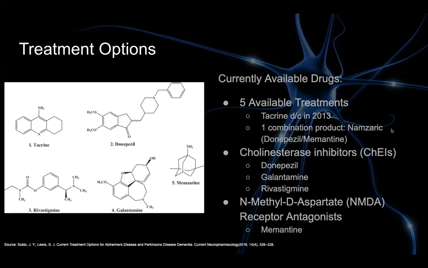You also have one combination product. It's Namzaric. It's a combination of donepezil and memantine. It interestingly coincided with memantine becoming available as a generic instead of just the brand name Namenda. It's a pretty expensive drug, but you can probably just get it prescribed as 2 separate ingredients at a much cheaper price.